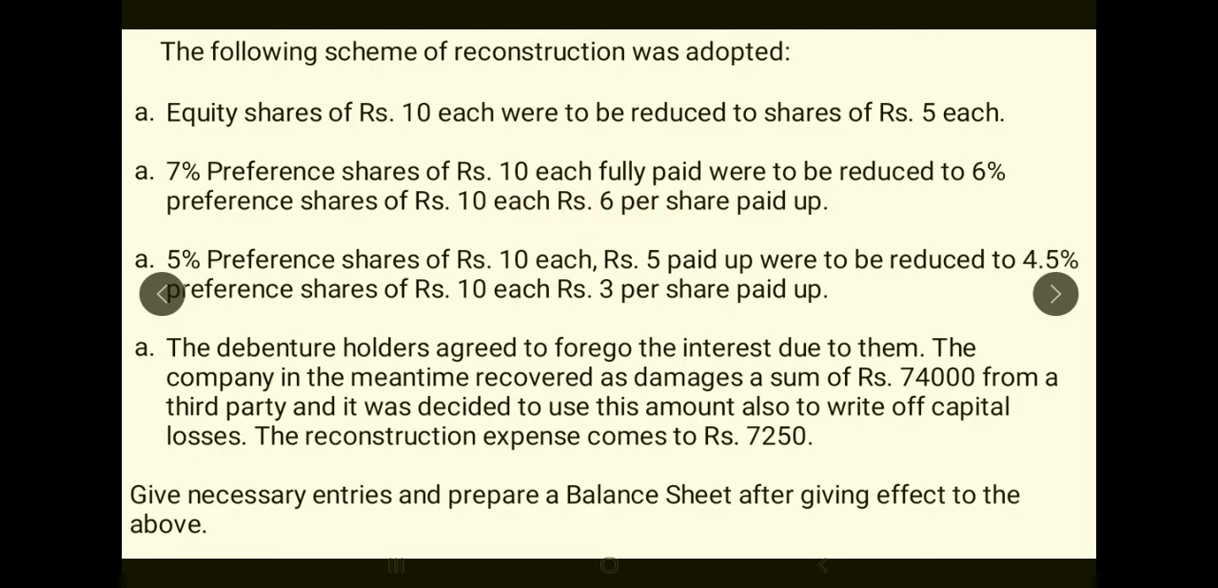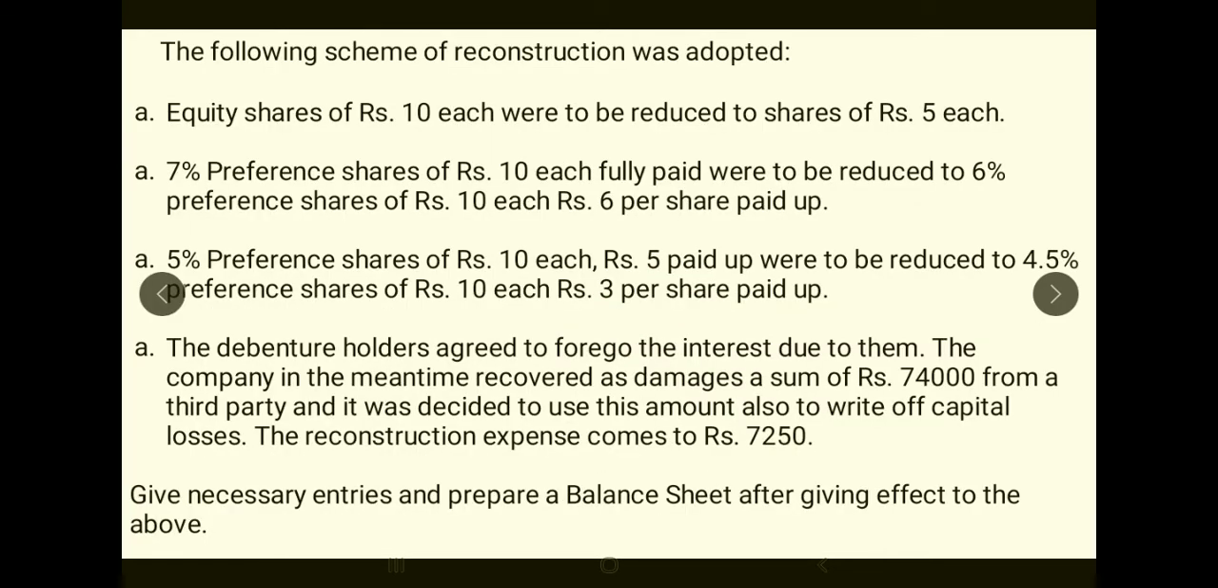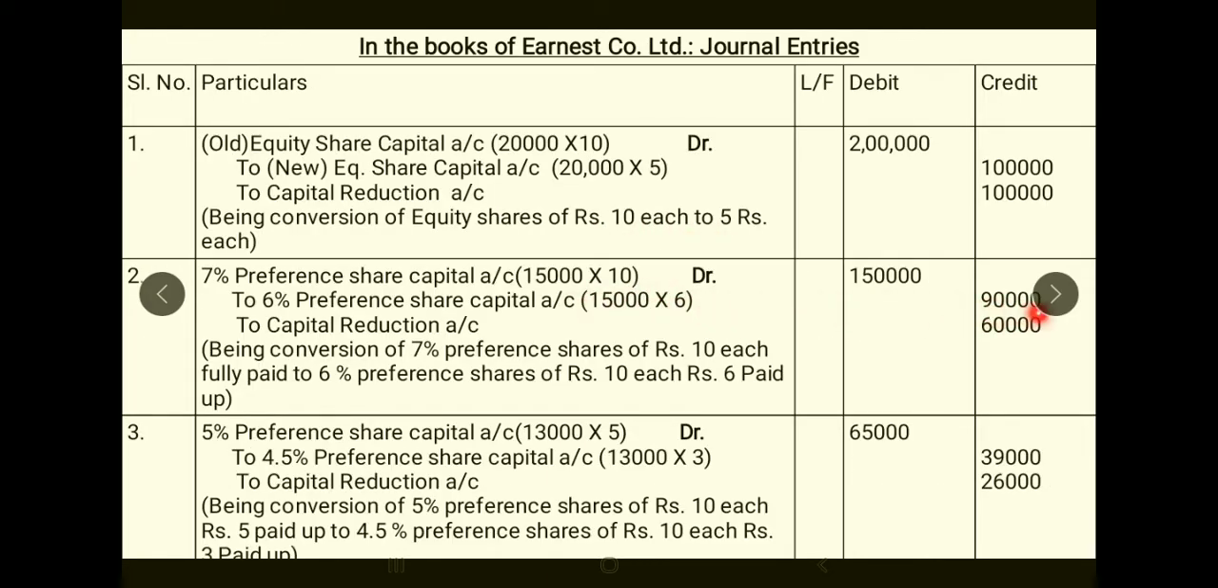So your journal entry will be old 7% preference shares of rupees 10 each, that is 7% preference share capital account debtor, 15,000 into 10, this is given in the balance sheet, to 6% preference share capital. 7% preference share capital is converted to 6% preference share capital. To 6% preference share capital, 15,000 into 6. Okay, so why 6? Because it is 6% preference shares of 10 each, 6 rupees paid up. So paid up value should be multiplied into 6 rupees. So 15,000 into 6, 90,000.